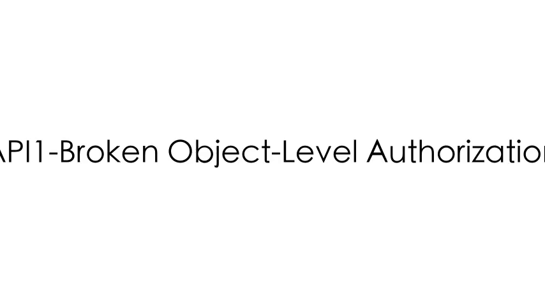At its heart, BOLA happens when an API fails to check whether a user is actually allowed to access a specific object. The API might verify that the user is authenticated, but it doesn't validate ownership of the resource being requested. That's why this is often called an IDOR, insecure direct object reference.